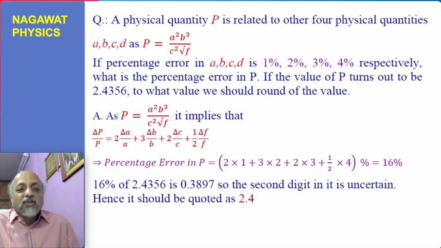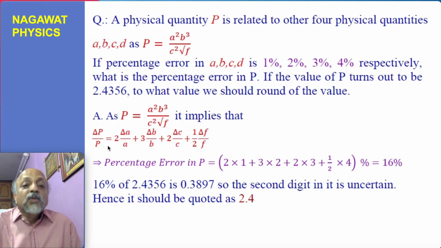So the formula is given, and by using the previous rules you can very easily write that the relative error in P will be twice the relative error in A plus thrice the relative error in B plus twice the relative error in C plus half the relative error in F. Half because of the square root, twice because of C squared, A is also squared so twice, and B cubed because the power is cube, so 3 times delta B by B.